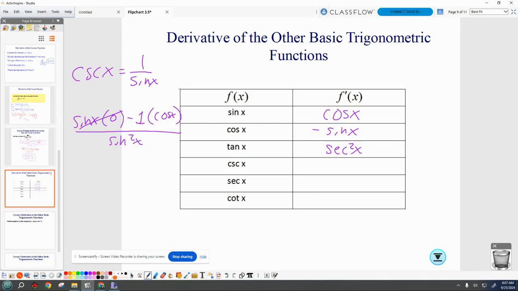That goes away, so I am left with negative cosine over sine times 1 over sine. I'm writing it this way on purpose: negative cotangent x cosecant x.